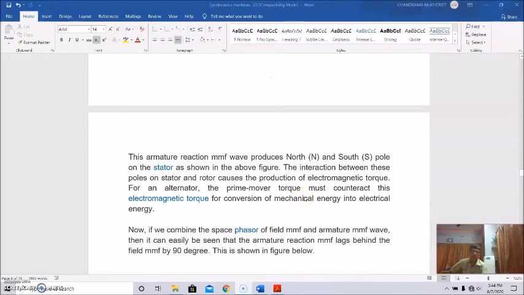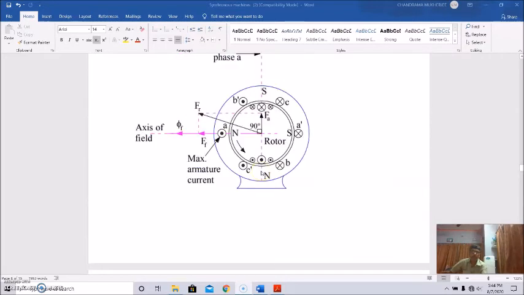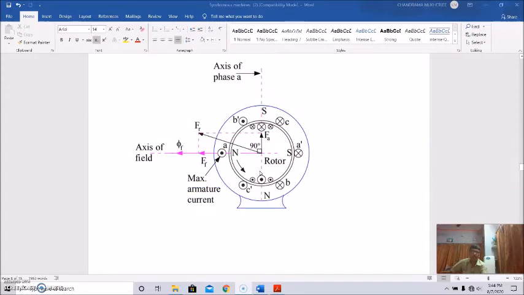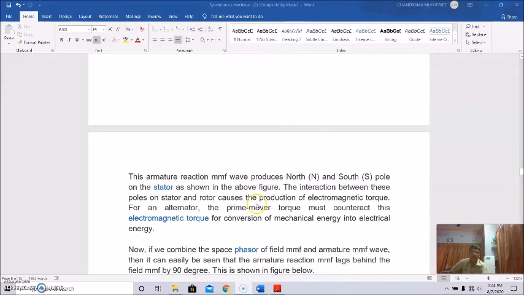So armature reaction produces north and south poles on the stator. The interaction between these poles on the stator and the rotor causes the production of electromagnetic torque. For an alternator, the prime mover torque must counteract this electromagnetic torque for the conversion of mechanical energy into electrical energy.